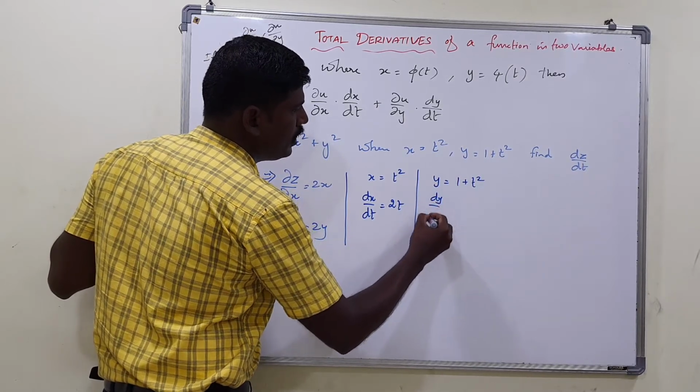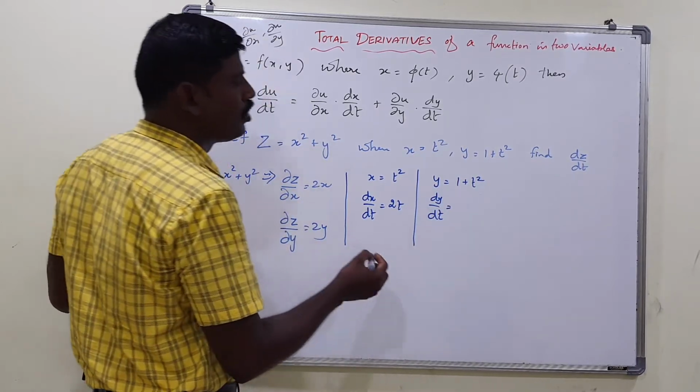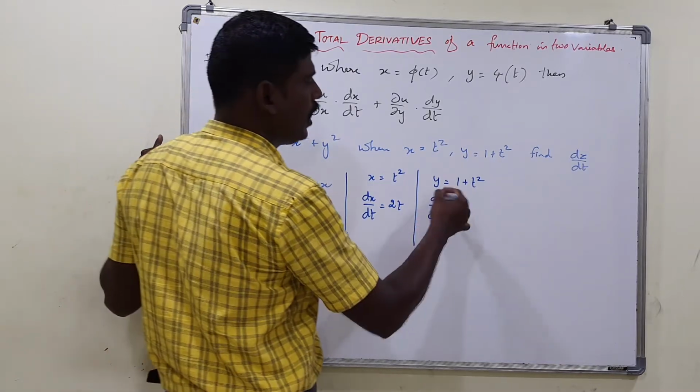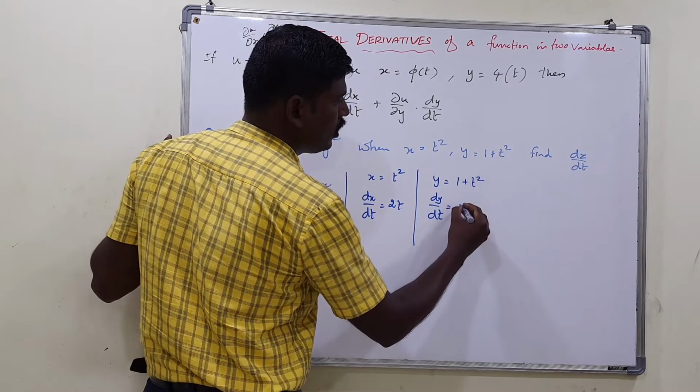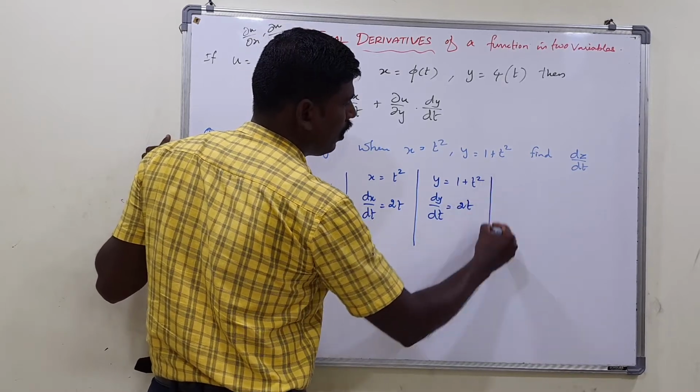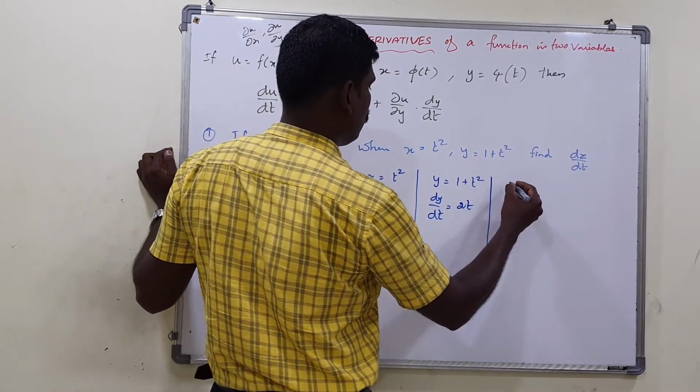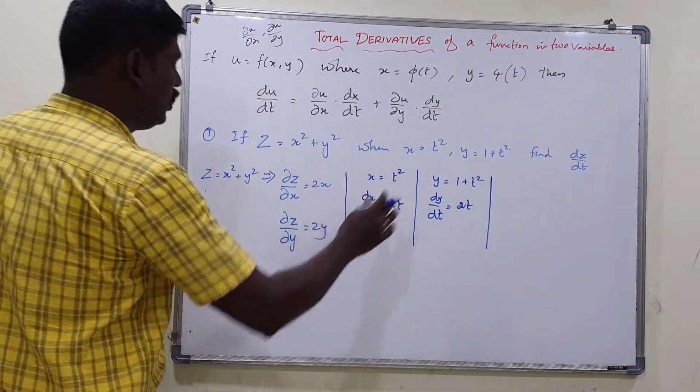So dy by dt, only one variable, so no need to apply partial derivative. Direct derivative I can apply here. So 0 plus t square is 2t. And then that's all. So I found all these parts, right?